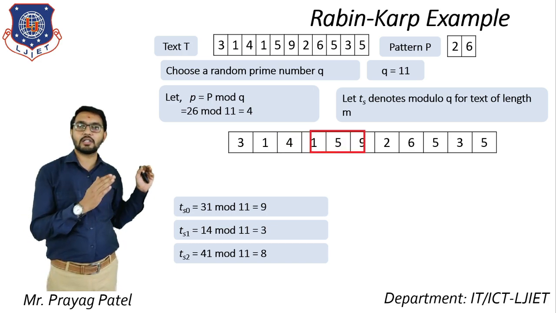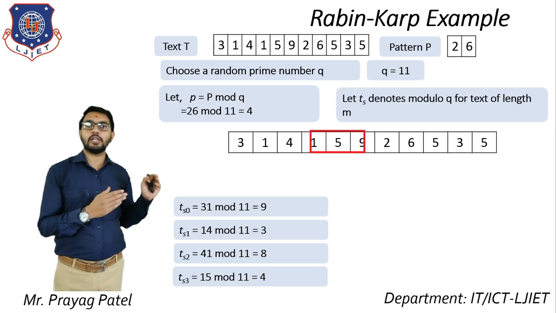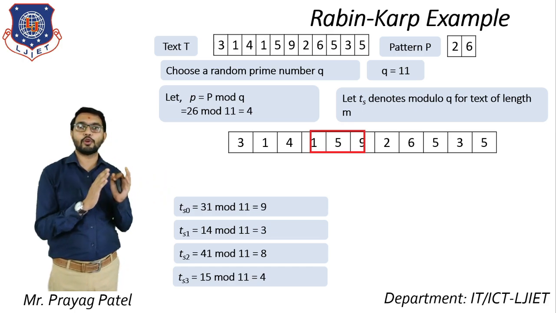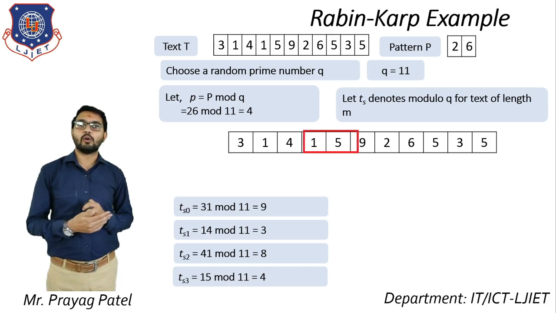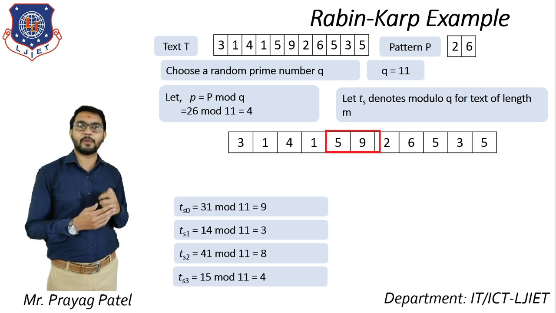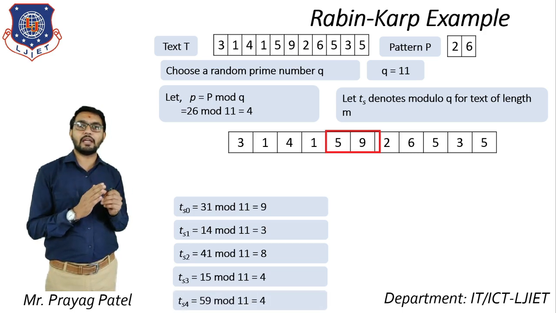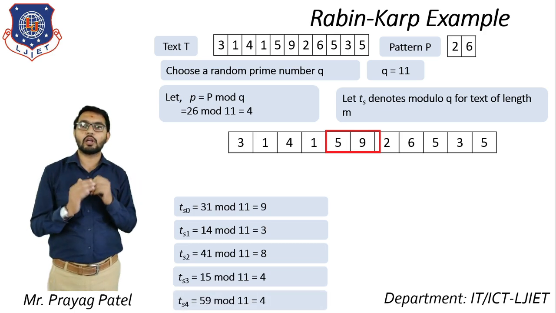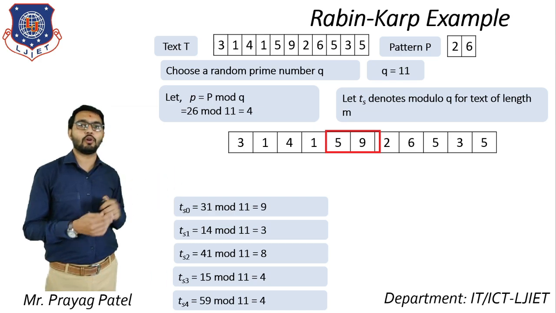Now consider the next 2 locations as 15. So TS3 equal to 15 modulo 11 equal to 4. Now consider the next 2 locations as 59. So find 59 modulo 11, which equals 4. So TS4 equals 4.